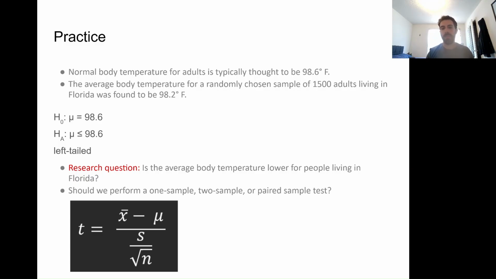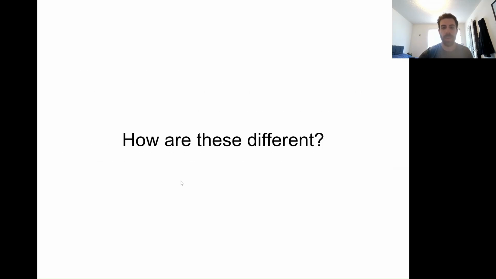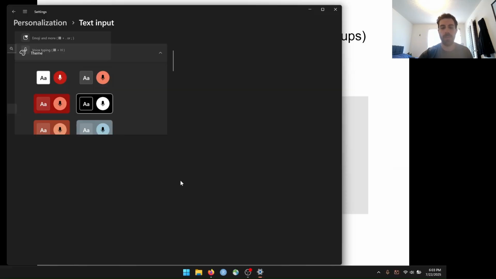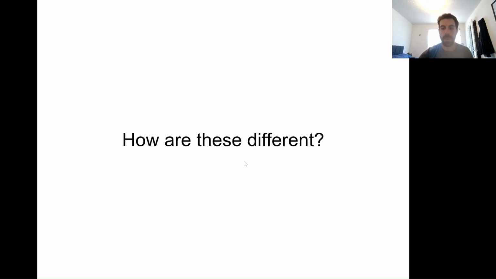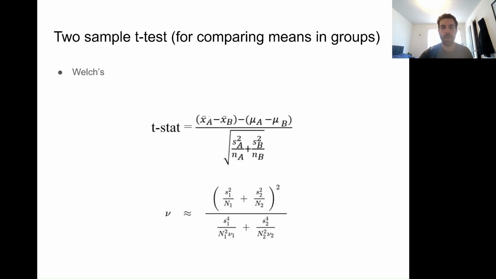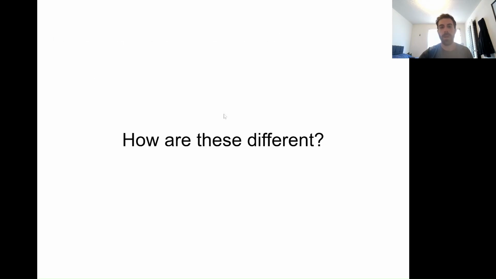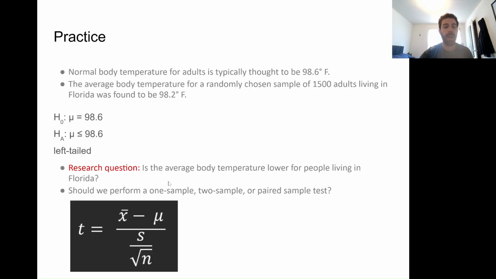However, in this case, because there is no natural pairing, if you did have that data of people who lived outside, I would do Welch's test, the 2-sample test, where I compare the mean of people in Florida with the mean of people outside of Florida. Again, we don't have any data on people outside of Florida, so it's just going to be the mean of people in Florida minus 98.6 over the standard deviation of people in Florida over the square root of n, and then you'll get t.